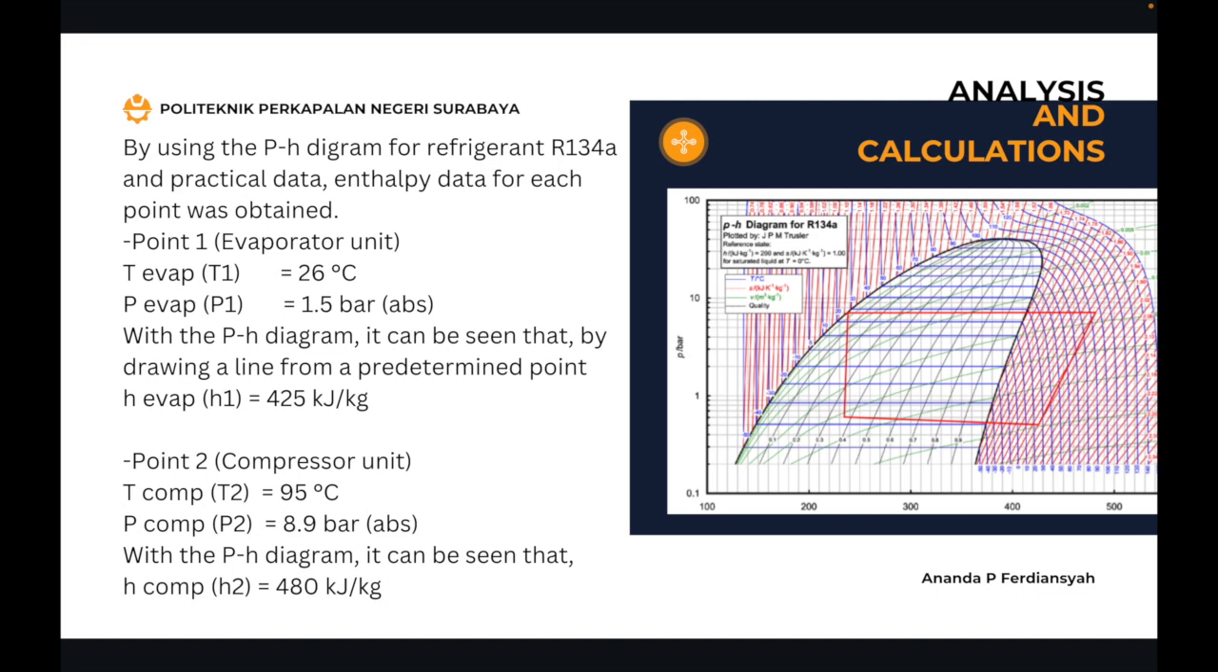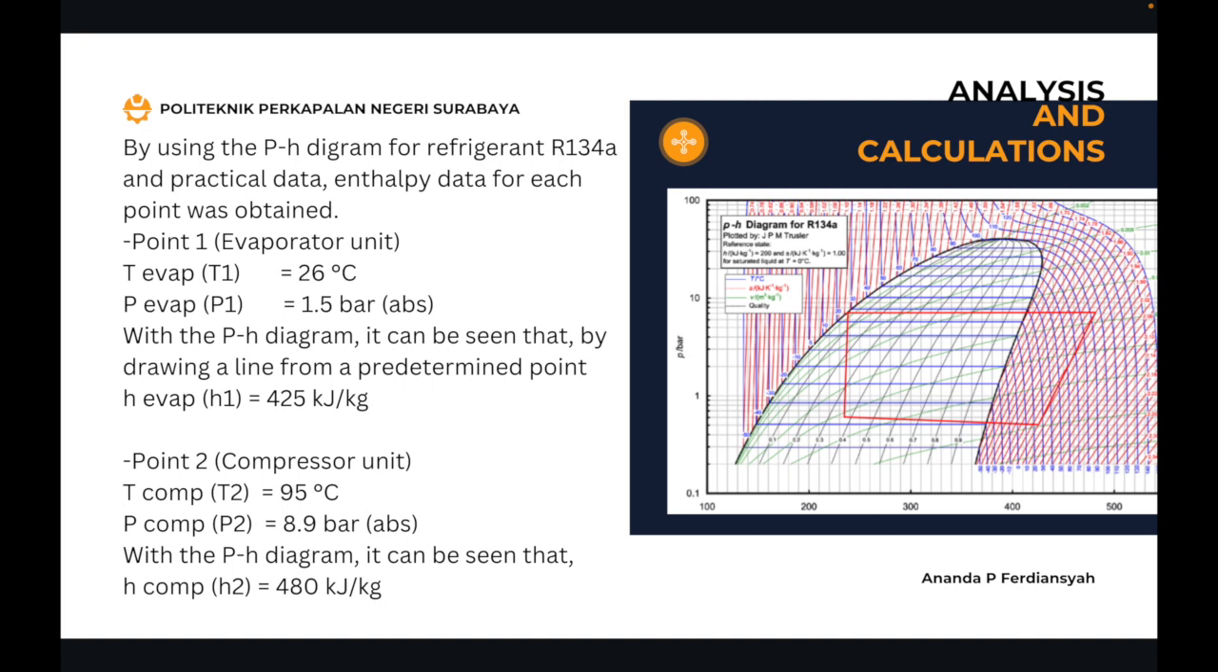Point 1, evaporator unit: T1 equal to 26 degrees Celsius, P1 equal to 1.5 bar absolute. With the P-H diagram, it can be seen that by drawing a line from a predetermined point, H1 equal to 405 kJ per kilogram. Also, same with point 2, compressor unit: T2 equal to 95 degrees Celsius, P2 equal to 8.9 bar absolute.